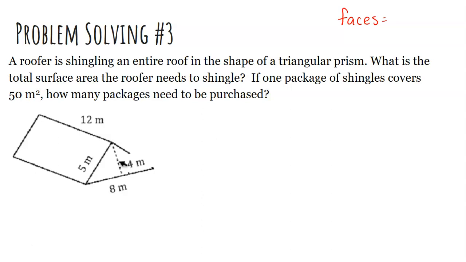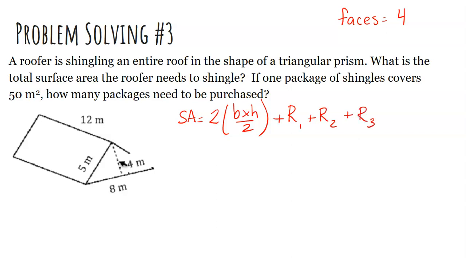In this example, we are going to cover the 2 tops as well as the 2 triangles, so that will be 4 faces. The surface area of a triangular prism is calculated by using this formula. 2 times base times height divided by 2 plus rectangle 1 and rectangle 2 and rectangle 3. In this example, rectangle 3 would be the base. We're not going to shingle, so we'll ignore that part.